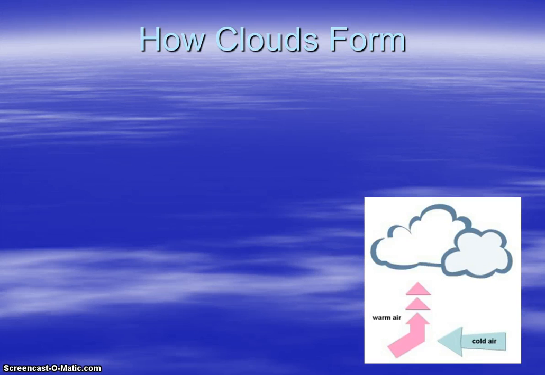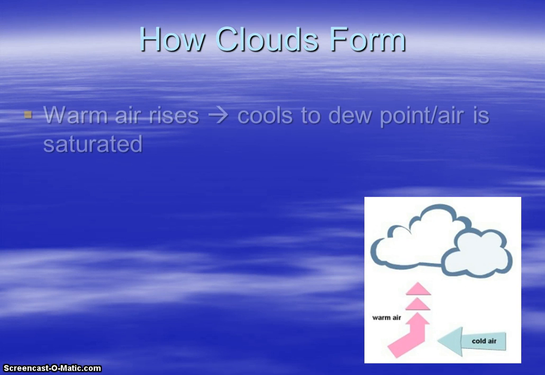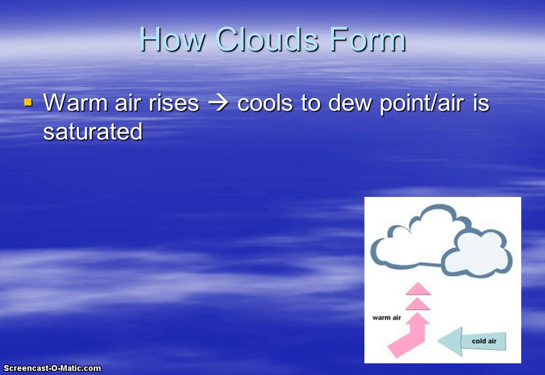Now let's talk about how clouds form. And this should be a little bit familiar to you, as we've talked about this before. We know that warm air rises. And when warm air rises, it rises to an area of the atmosphere that's cooler. So that air is going to cool to its dew point temperature. Now remember, the dew point temperature is the temperature at which the air is saturated. And it would be 100% relative humidity.